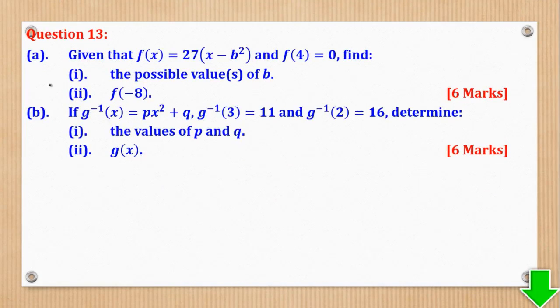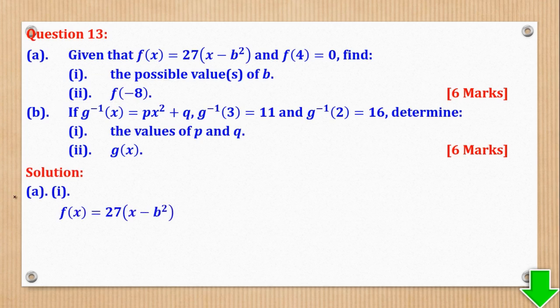So that was question 12. Now we shall go to question 13. So part A says, given that f(x) is equal to this and f(4) is equal to 0, find, Roman 1, the possible values of b, and Roman 2, the value of f(-8). So let's start with that part A.